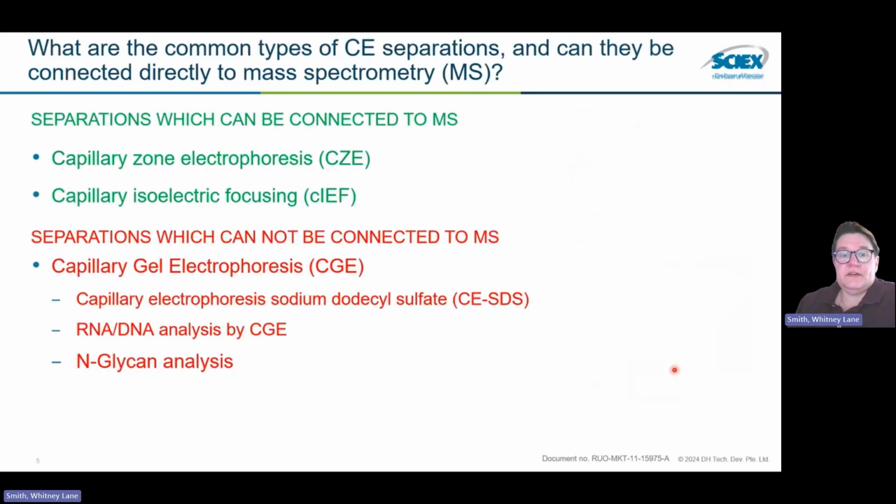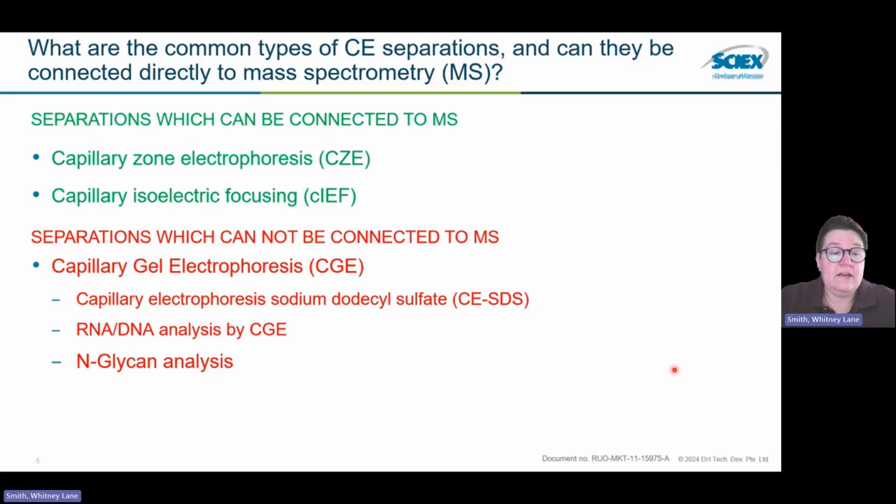What kind of CE separations can be connected to the mass spec? Well, we can do capillary zone electrophoresis, which is just a broad term that means we're separating based on mobility, or we can do capillary isoelectric focusing now, which is separating into the pI ranges of proteins or peptides.